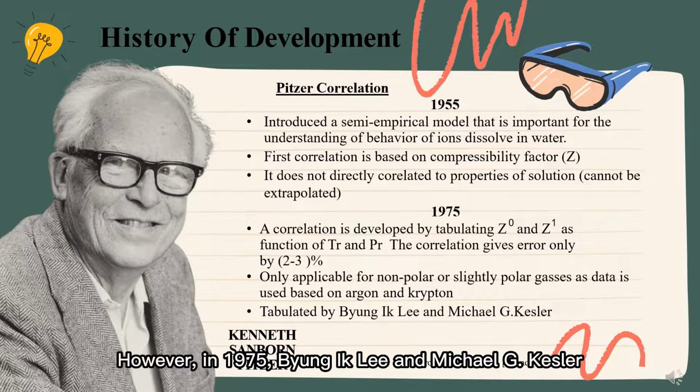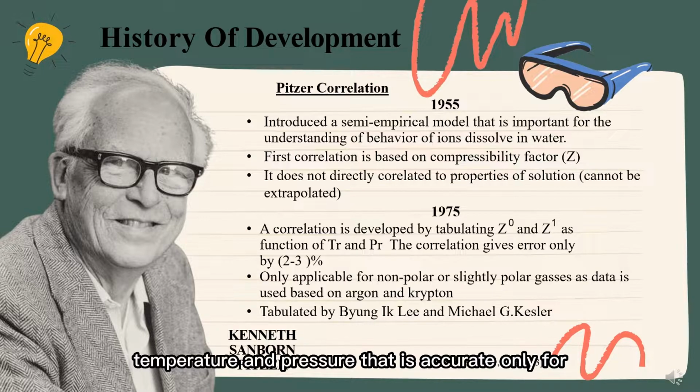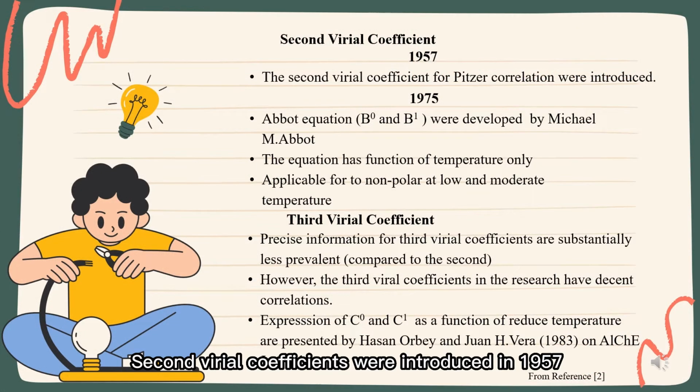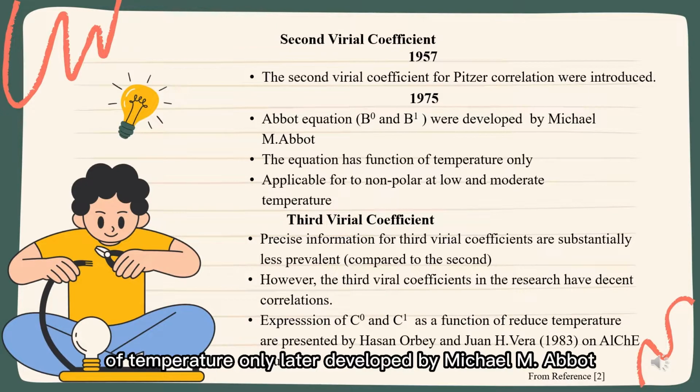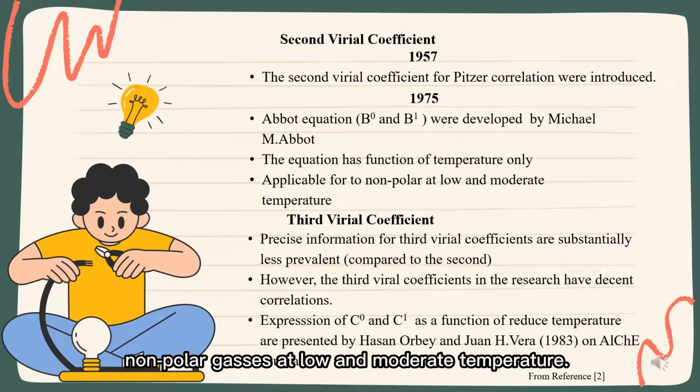However, in 1975, Bjorn Ickley and Michael G. Kessler tabulated the value of Z0 and Z1 as a function of temperature and pressure that is accurate only for non-polar and slightly polar gases, as the data used is based on argon and krypton. Second virial coefficients were introduced in 1957, and the Abbott equation, which is a function of temperature only, was later developed by Michael M. Abbott in 1975. The equation is applicable for nonpolar gases at low and moderate temperature.